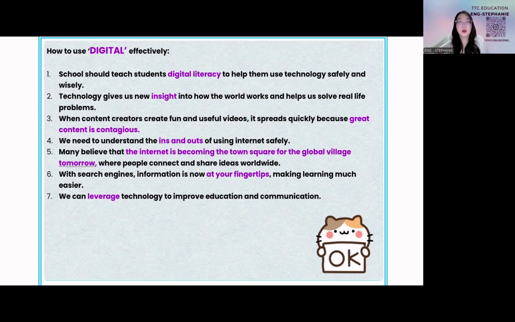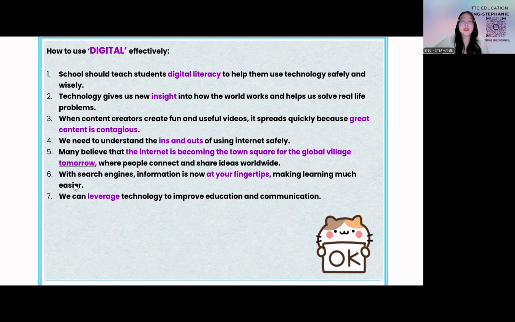Next one, question number 5. Many believe that the internet is becoming the town square for the global village tomorrow, where people connect and share ideas worldwide. I don't know why this is underlined, but you don't have to underline this. Perhaps this can also be part of your introduction. How can you start your essay writing? Maybe not the first sentence, but the second sentence to further elaborate, and then you can tie it back to your thesis statement.